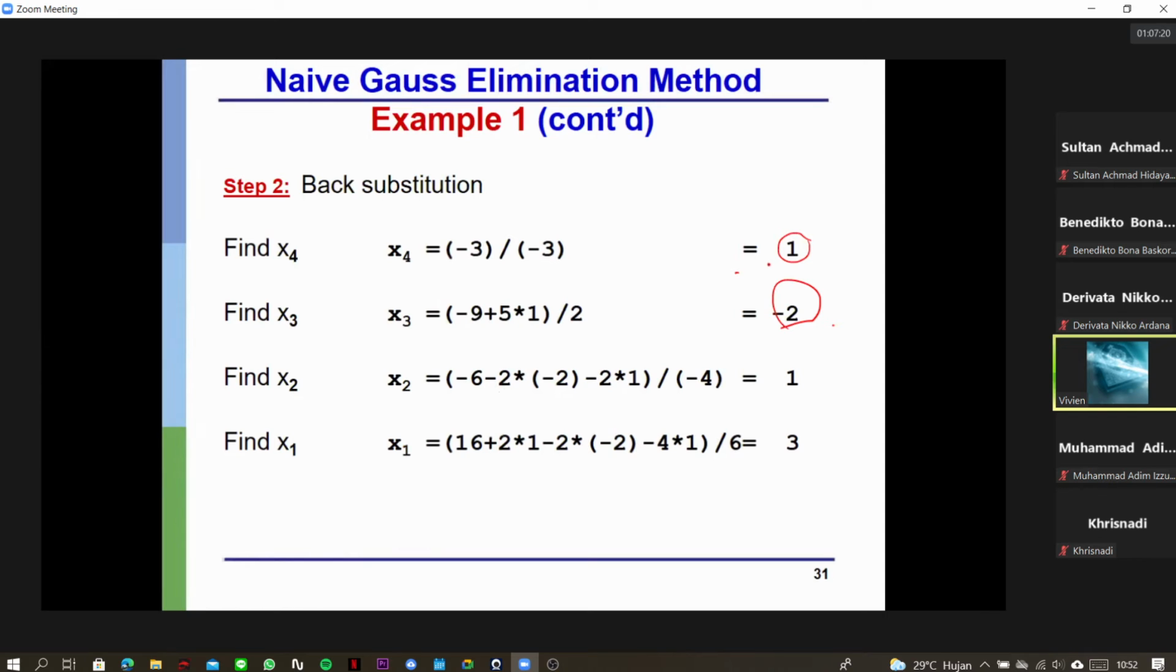And this is called the naive Gauss elimination. So it is said to be Gaussian elimination, and that means we do the naive approach. So we just use the equation as it is.